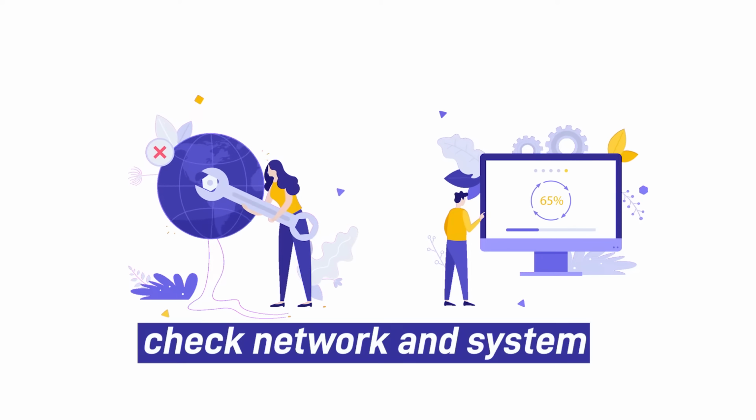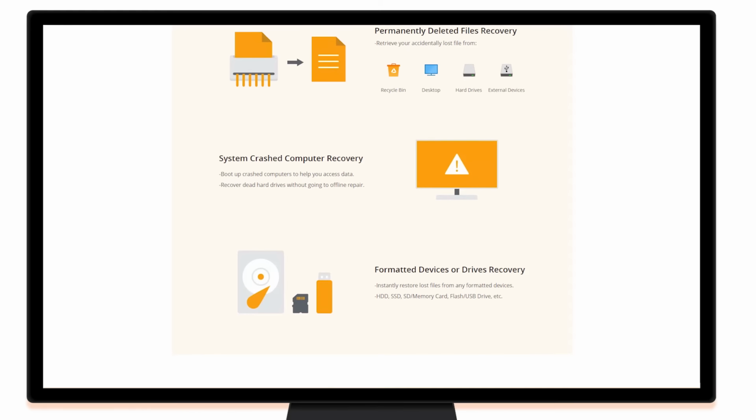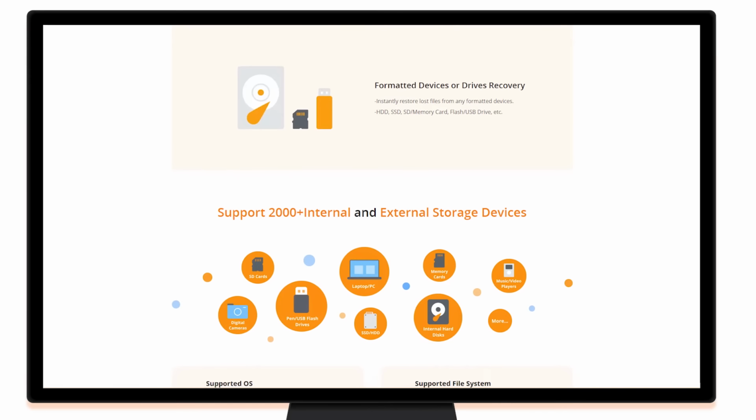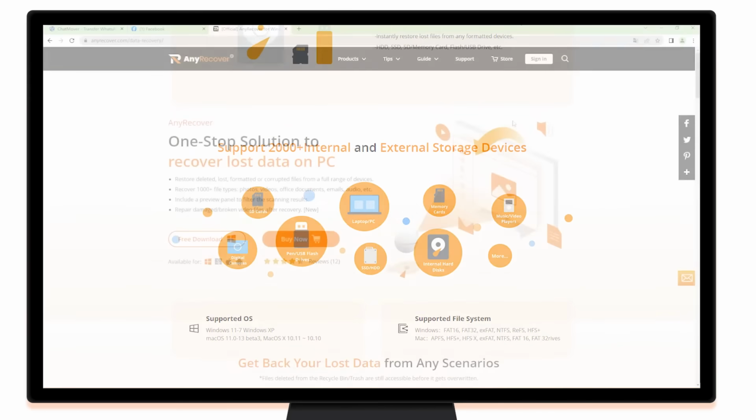AnyRecover is a highly recommended tool that supports repairing corrupted PDF files and other 1000 plus file types. It also allows you to recover lost files that were deleted from the recycle bin, overwritten files, or temporary system files. Simply click on the free download link and get started.